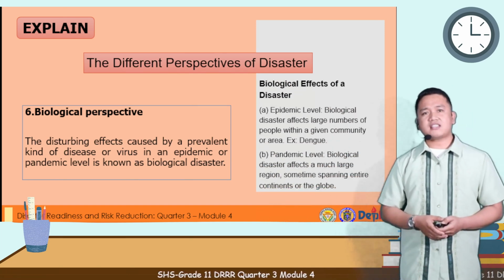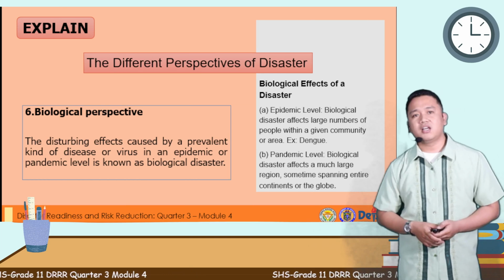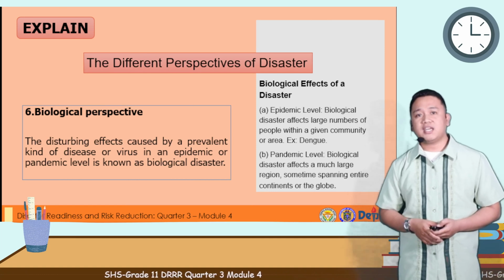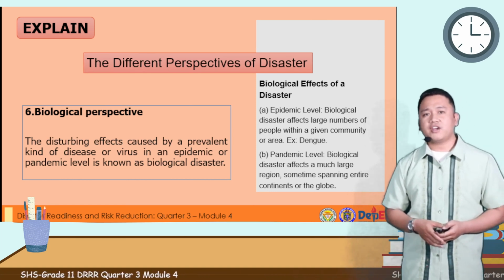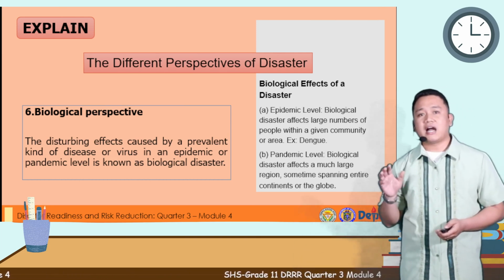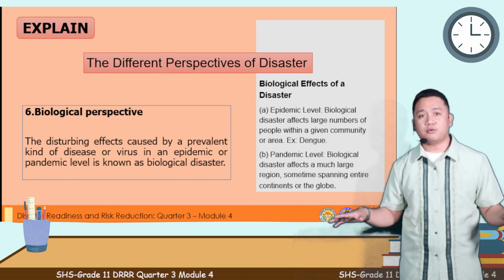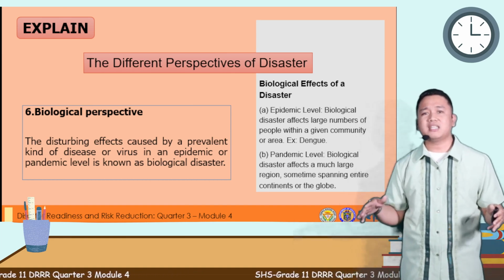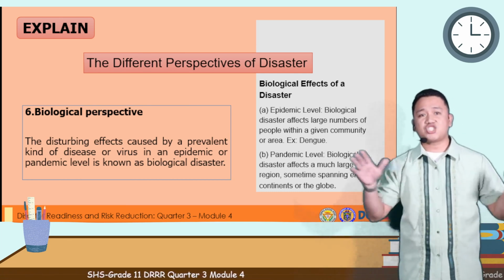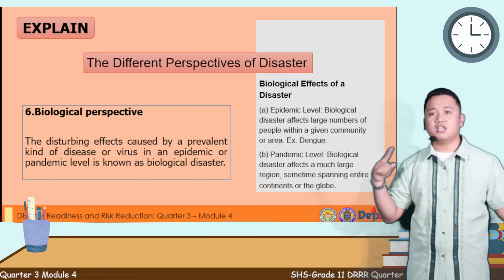So biological effects of disaster, as I've said earlier, we have number 1, the epidemic level, which is biological disaster that affects large numbers of people within a given community or an area. For example, we have the dengue. So when we speak about the epidemic level, disaster affects large numbers of people within a given community. However, when we speak about the pandemic level, it talks about biological disaster that affects a much larger region, sometimes spanning entire continents or even the globe.